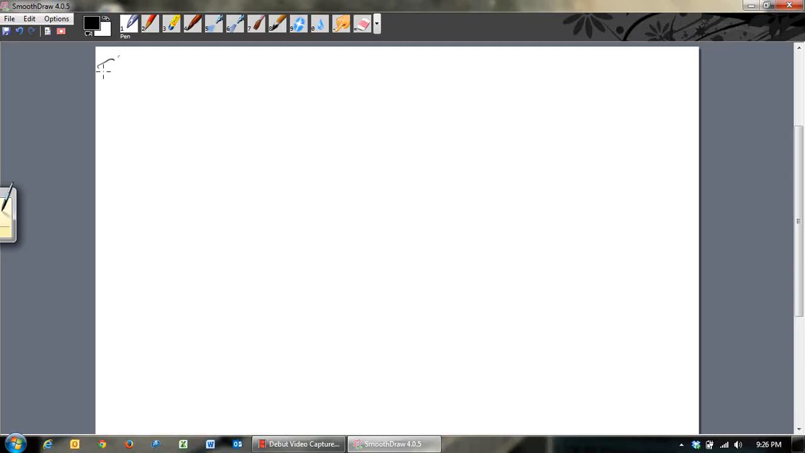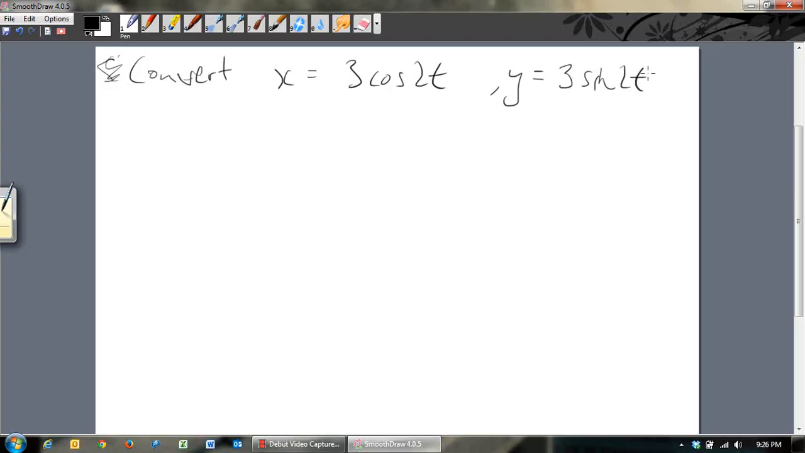Okay, so if you're asked to convert a parametric into Cartesian, say x equals 3 cos 2t, and y is equal to 3 sine 2t. Convert that into Cartesian. Now, what we've got here is x in terms of t and y in terms of t.